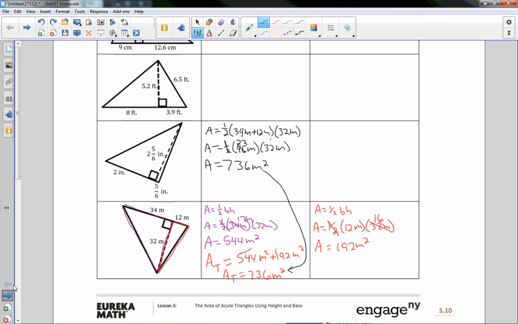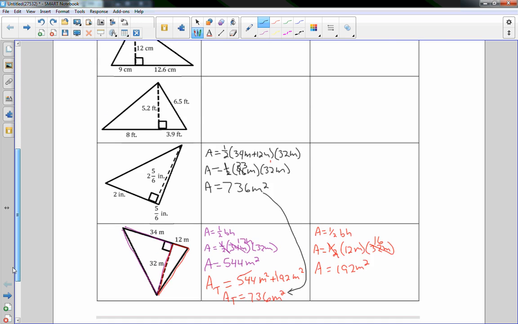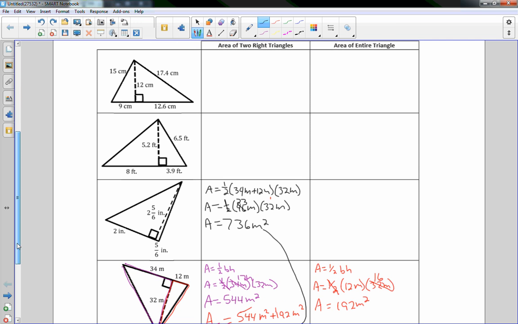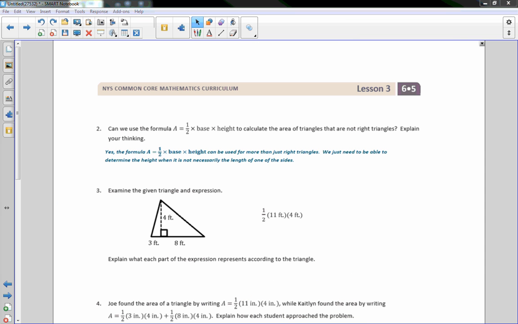Okay, moving right along, number 2. Can we use the formula area equals 1/2 times base times height to calculate the area of triangles that are not right triangles? The answer to that is obviously yes. We just did 4 examples right here. All 4 of them, when we did them by 2 pieces, the areas equaled the entire triangle. So the answer is yes.